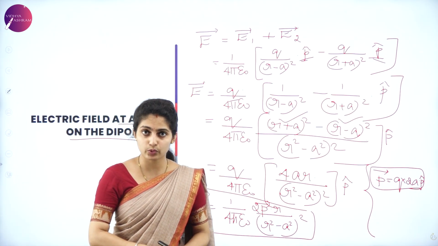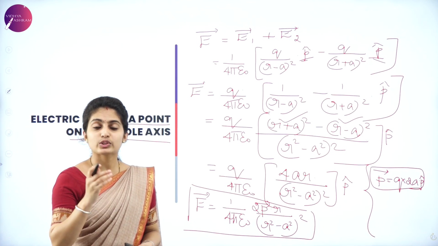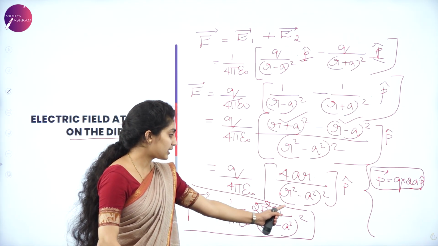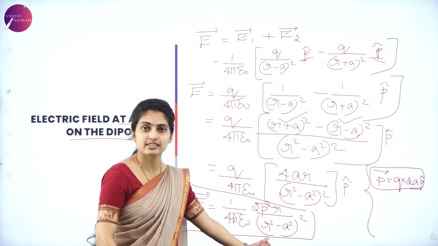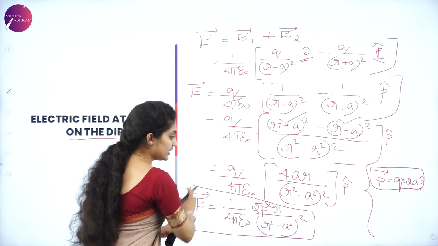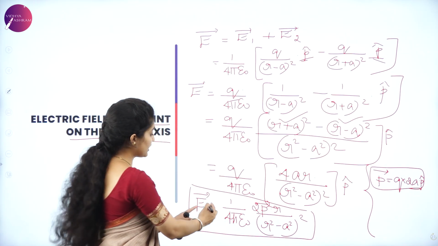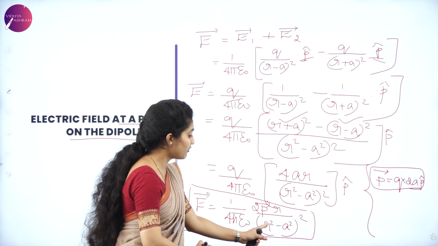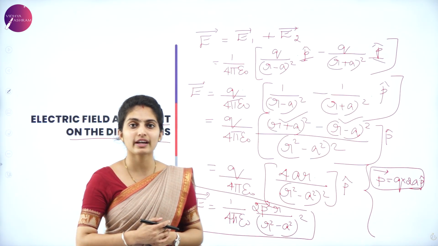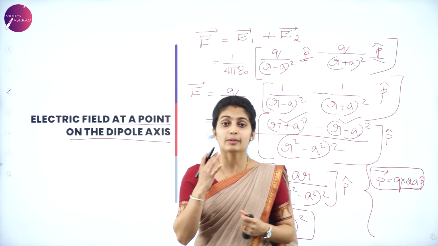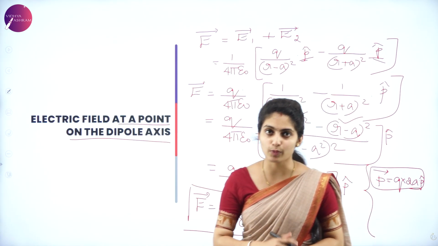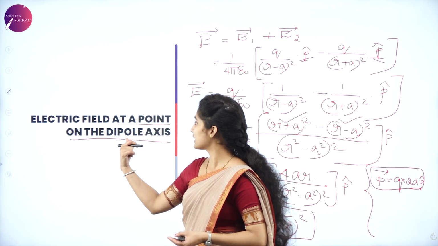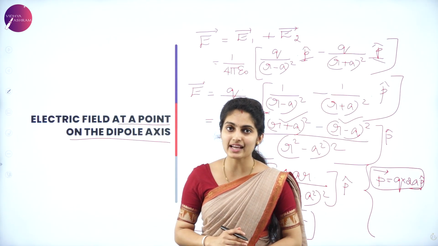Suppose you consider A to be very much smaller than vector R. Then, when you cancel this, it becomes R cube. So in this equation, what remains is E equal to 1 by 4 pi epsilon naught into 2P divided by R cube, which is your final answer when A is much smaller than R. Okay, so that is all about the electric field at a point on the dipole axis.